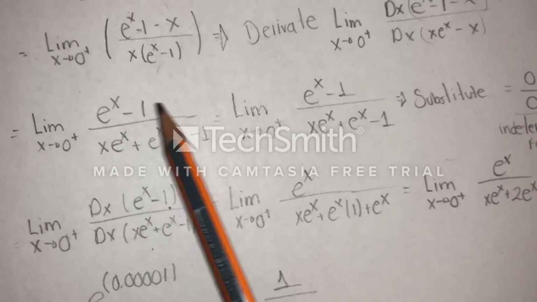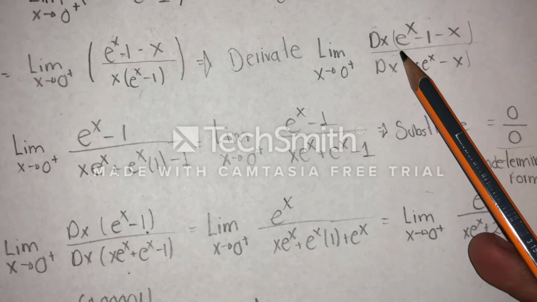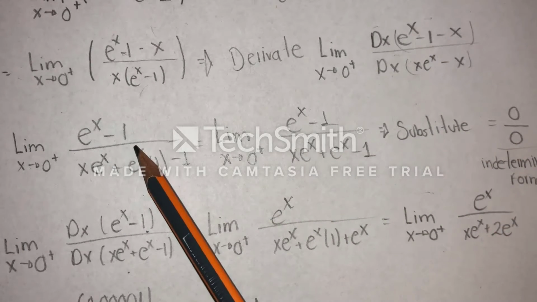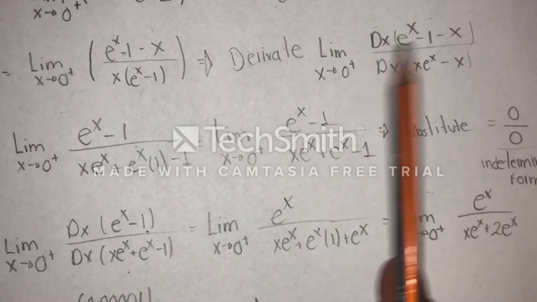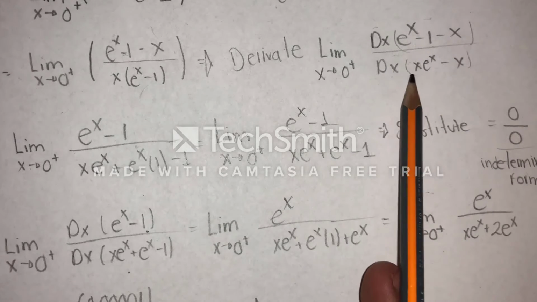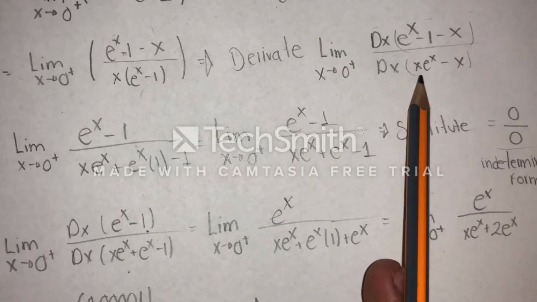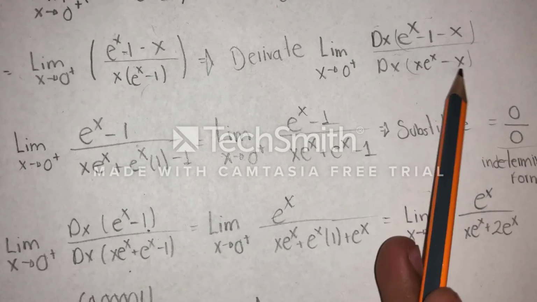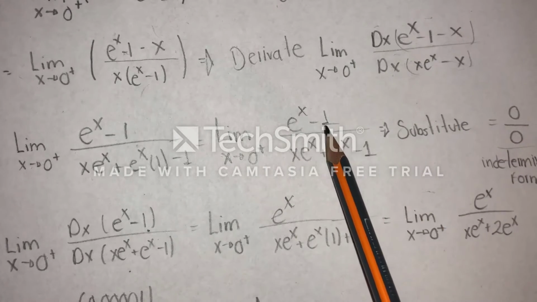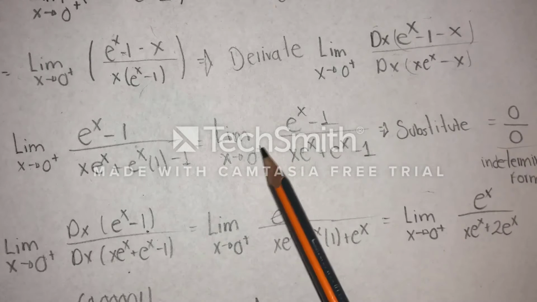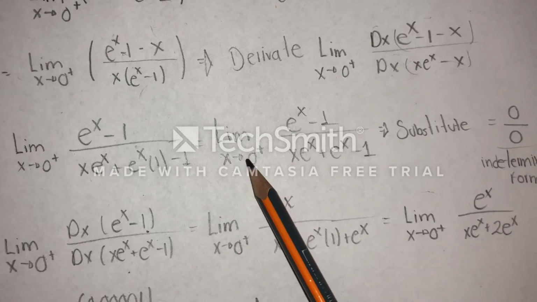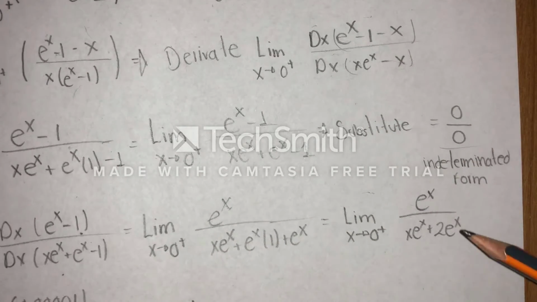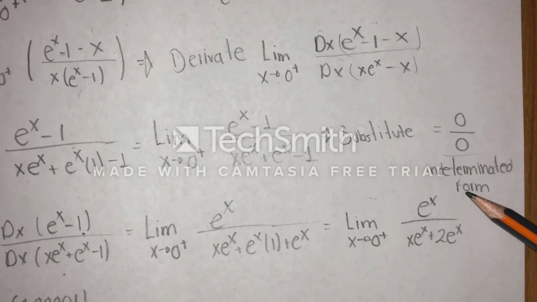Then the derivative of e to the x minus 1 minus x is e to the x minus 0 minus 1. The denominator is a product, so it's the first term times the derivative of the second one plus the second one times the derivative of the first term, minus x, which is 1. We simplify and we substitute values really close to 0, and we see that we obtain 0 over 0, another indeterminate form.